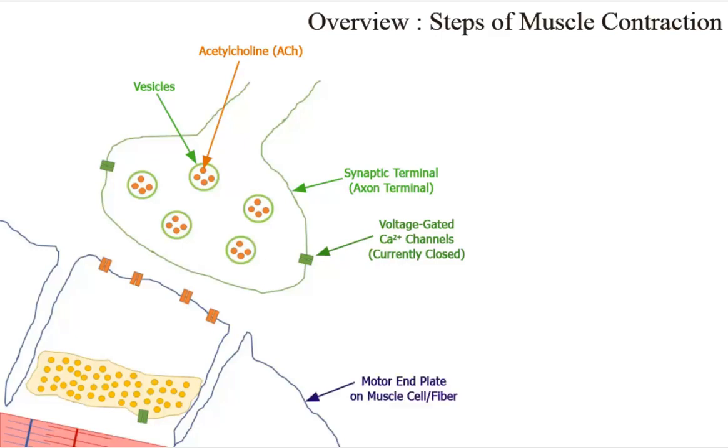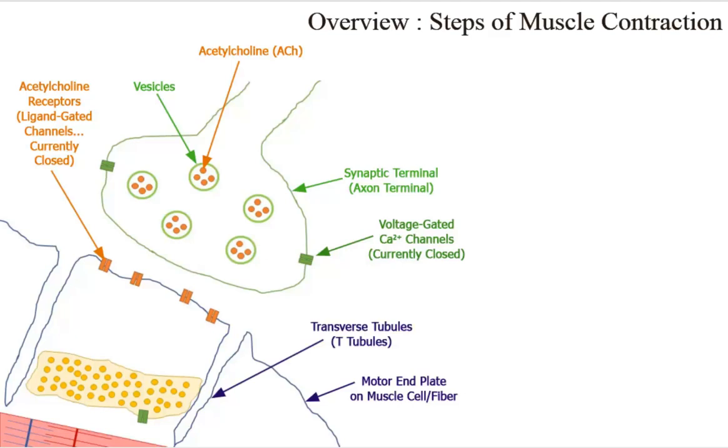And then down here at the bottom of the picture, we see the motor end plate, which is the part on the muscle cell that the neuron communicates with. So on the motor end plate, we see receptors that will bind to acetylcholine. So there are acetylcholine receptors shown here in orange, and they are also currently closed. The muscle cell itself, the plasma membrane, will actually dive down deep inside the muscle cell. These structures are called transverse tubules, or T-tubules.